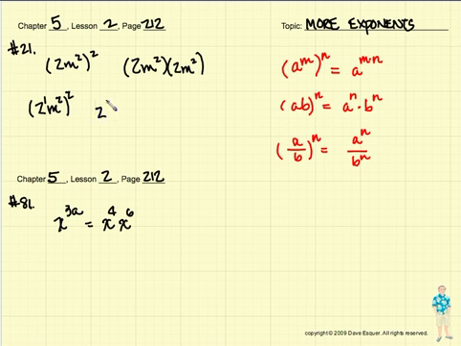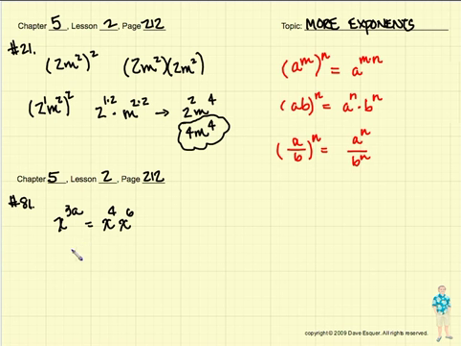And this is saying 2 to the first power, squared, times m squared to the second power, which means we multiply the exponents as well. We're going a to the mth to the nth power. So when we're all done with this, it looks like 2 squared m to the fourth power, or 4m to the fourth. So that's what our answer would look like. 2m squared, all that squared, is 2 squared m to the fourth.